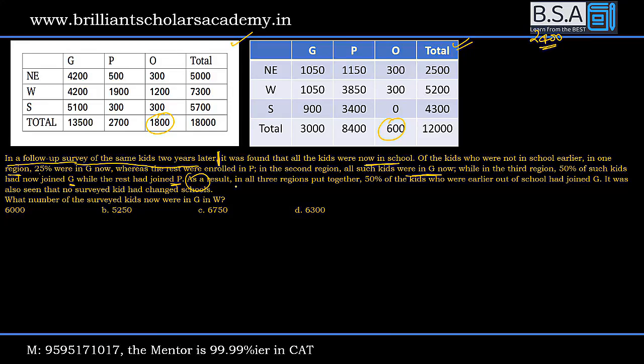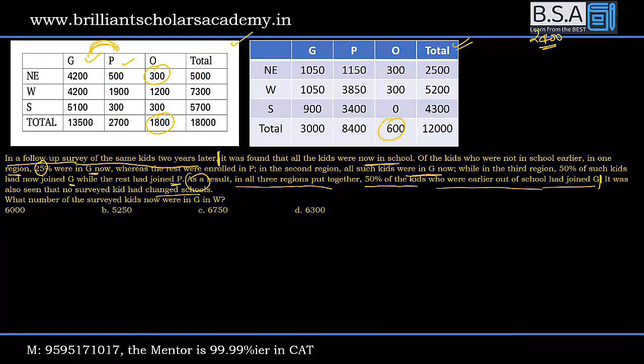As a result, in all three regions put together, 50% of the kids who were earlier outside the school had joined G. Whereas it was also seen that no surveyed kid had changed schools. So they are not going to change school from private to government or government to private. People who are outside the school are being told that they must either select a government school or a private school, and the information is being hidden from you. How is it being hidden from you? Listen to this. Region wise, in one particular region, 25% are going to G.